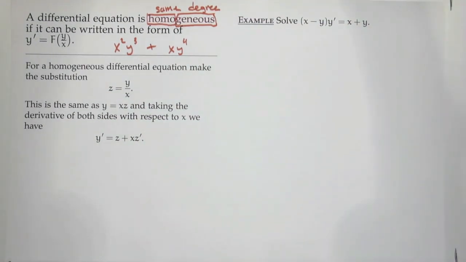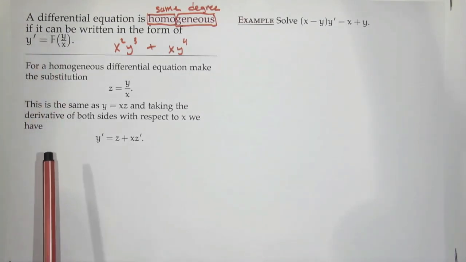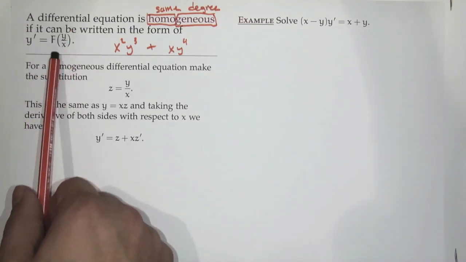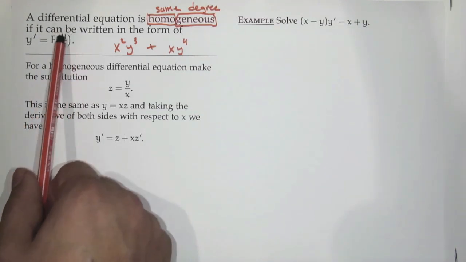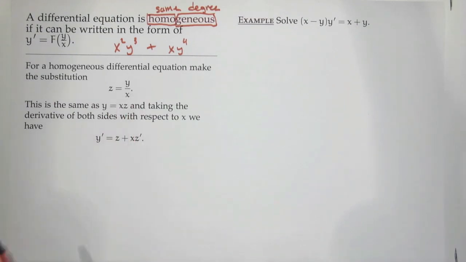So suppose we have y prime equals F of y over x. Then they say, aha, see how this y over x is the part on the inside? So we'll make a substitution, z equals y over x. And you say, all right, well, that's great. So you do that. Z equals y over x.